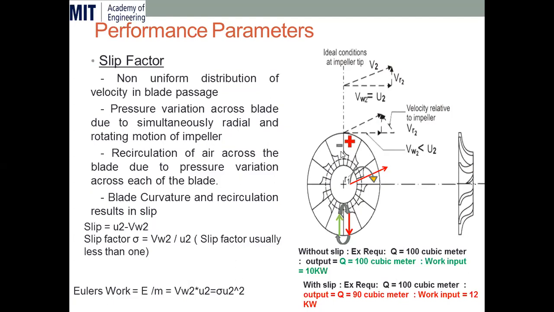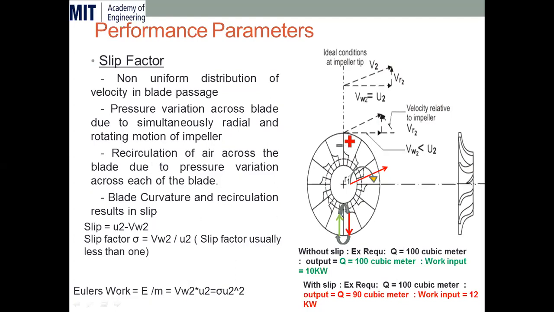At the lower pressure side, the air gets lifted up to the end of the blade. Again, due to the higher pressure, the air tends to be pushed in the downward direction. So there is a small recirculation of the flow. We can see here also a small recirculation of the air across the blade, and this small recirculation of the air due to the pressure variation across the blade is called slip.